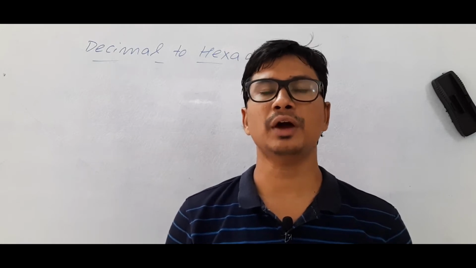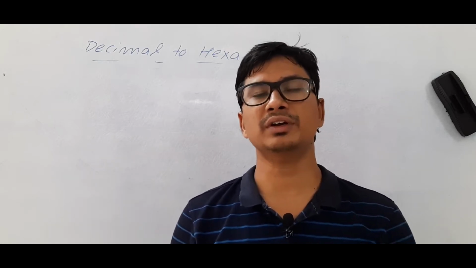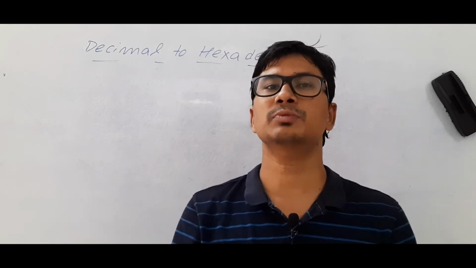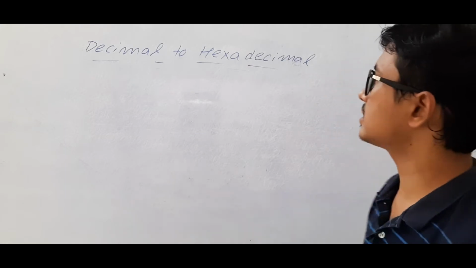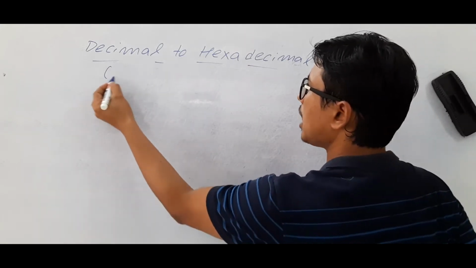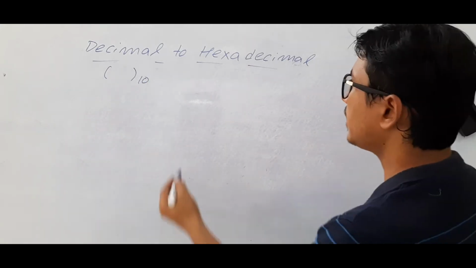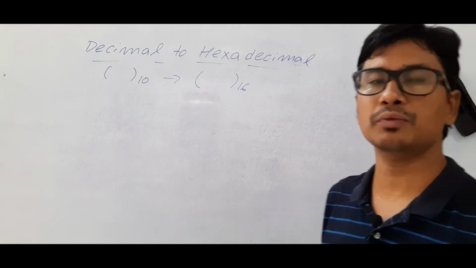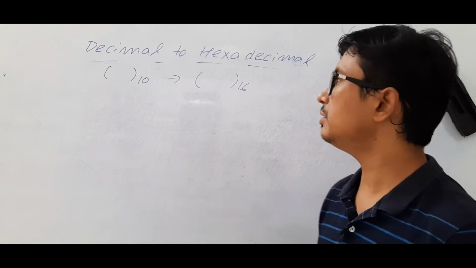In this video, I want to discuss how to convert a decimal number to hexadecimal. Then I will discuss hexadecimal to decimal conversion. Now we will discuss it. Decimal numbers have base 10 and hexadecimal has base 16. So you want to convert a base 10 number to base 16.